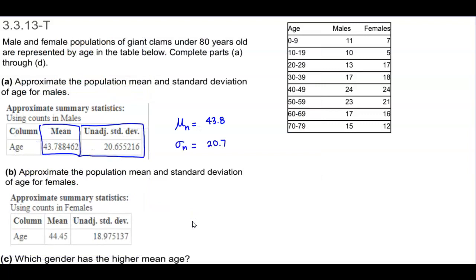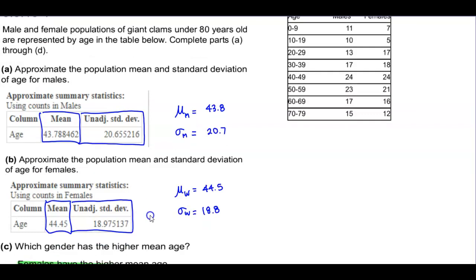And so the population mean for the women, rounding this to one decimal place, is 44.5. And then the population standard deviation for women is 18.8.